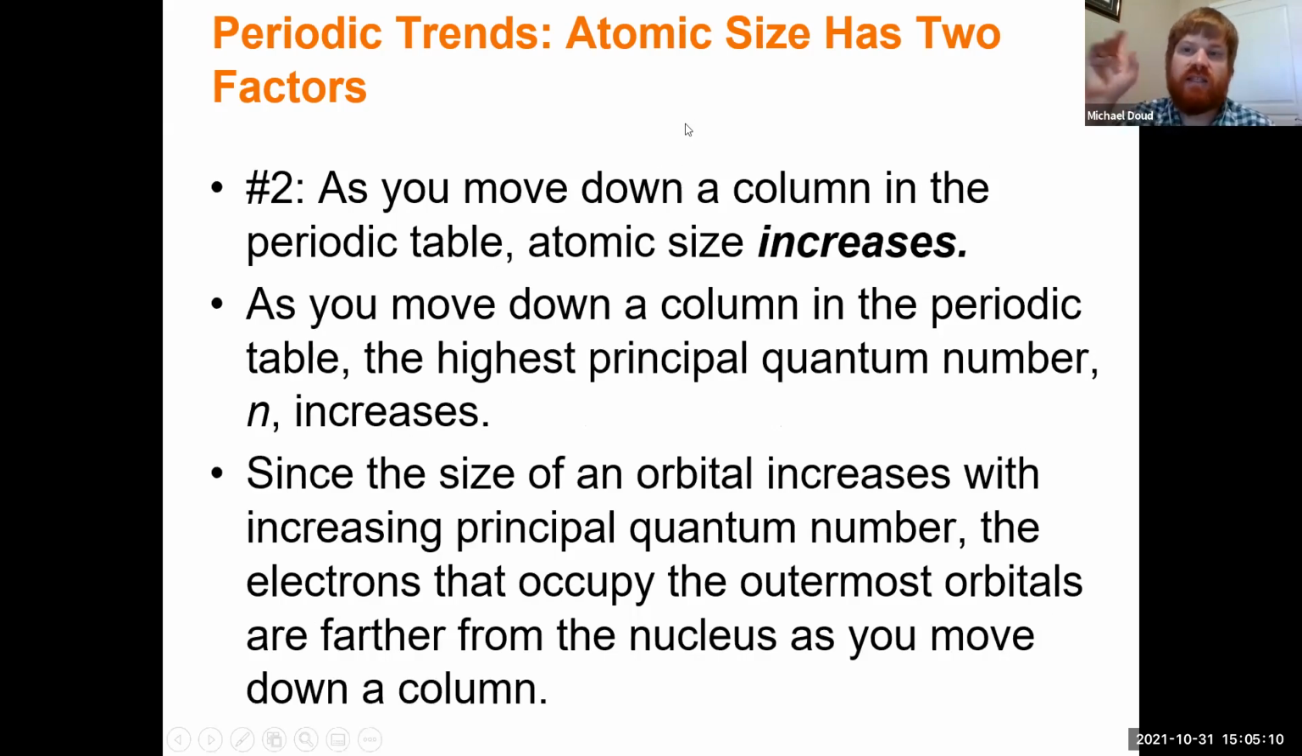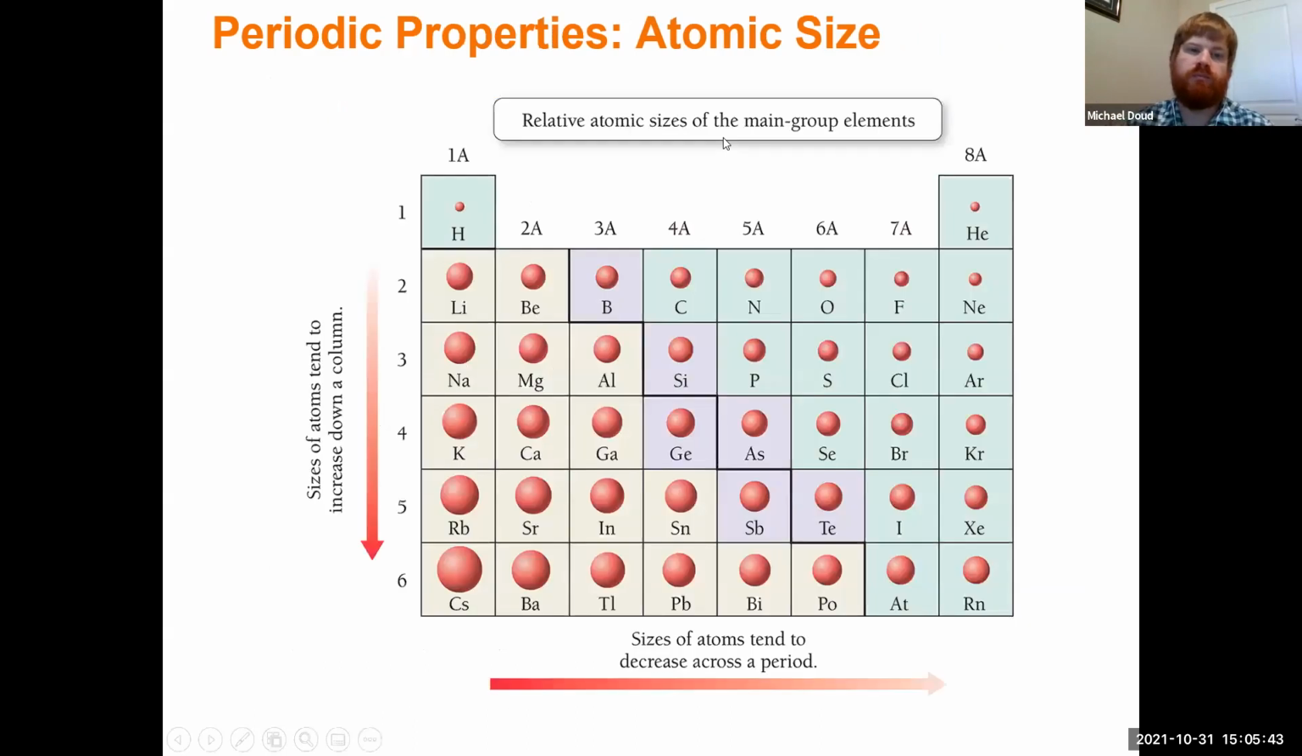Now, that doesn't take into account when we go down a group. As we go down a group on the periodic table, the atomic size increases. And the reason this makes sense is, remember, the 2s sublevel is bigger than the 1s sublevel, and the 3s sublevel is bigger than the 2s sublevel, and the 4s sublevel is bigger than the 3s sublevel, et cetera. So as we increase the electrons that we're putting into that principal quantum number, the size of the atom is going to increase. And so that's why we see atomic size increasing as we go down a group.